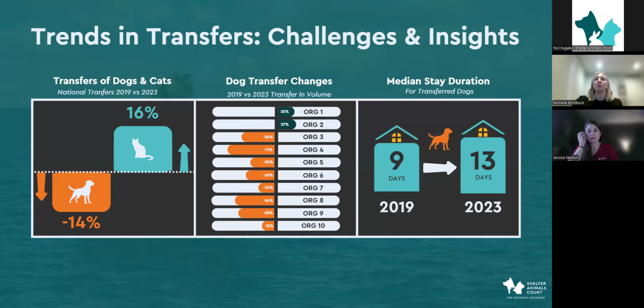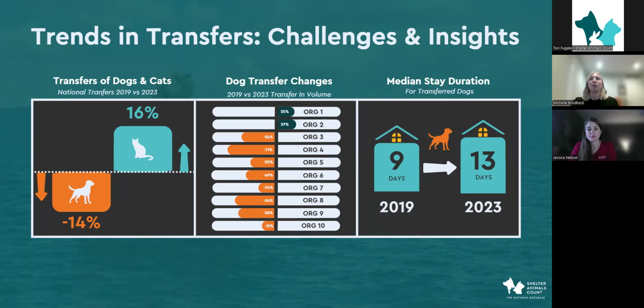And so this is, if you attended the Dogs and Data seminar about transfer challenges, you might be familiar with some of these graphics and some of this data. But I just thought they were important to give context to our conversation. First we have our graphic here. Since 2019, the number of cats being transferred to shelters has gone up by 16%, while conversely, dog transfers have fallen by 14%, which I think is pretty staggering.